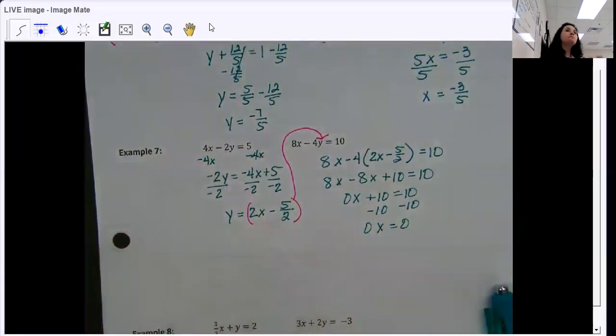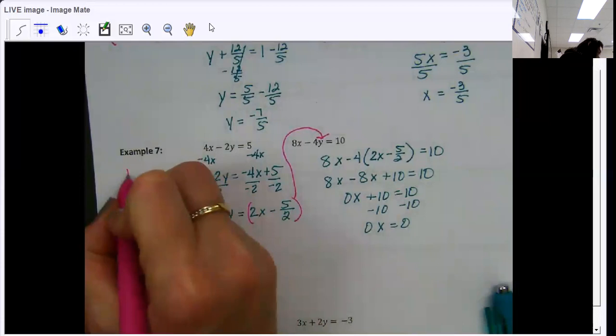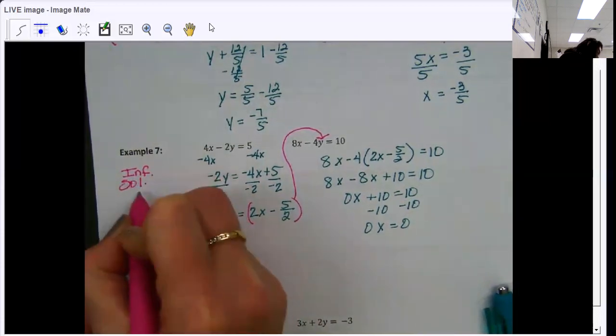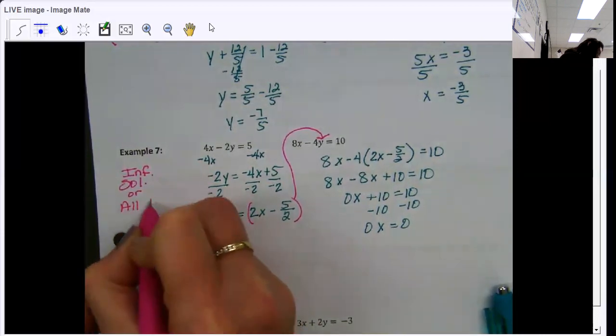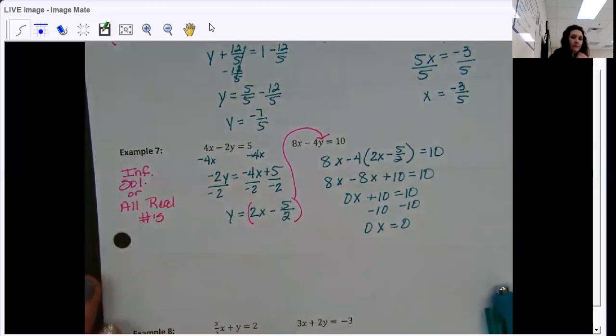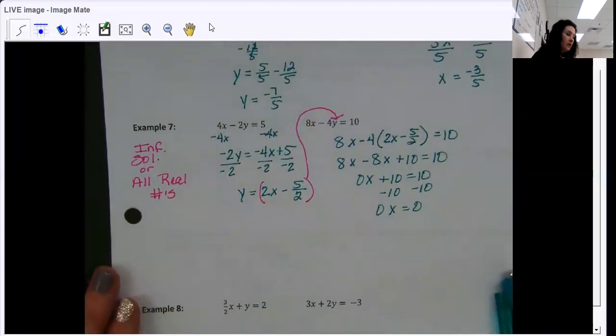So there are a couple ways to write this. We can say infinite solutions. We could say all real numbers. We're getting to the point where we need to say all real numbers, but I'll put both here. Infinite solutions or all real numbers. Okay, that's what the answer is.